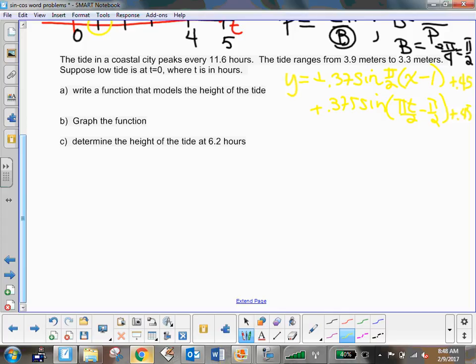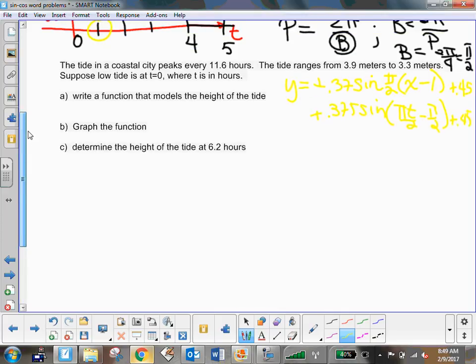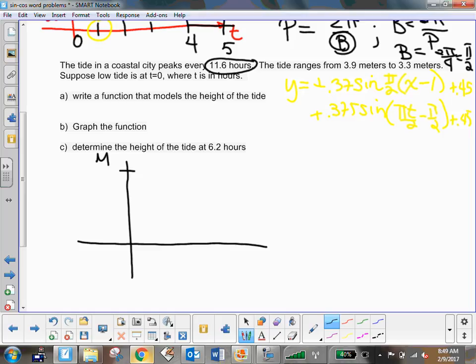The tide in a coastal city peaks every 11.6 hours. That means the highest point is at 11.6 hours. That's our height. The tide ranges, okay. So this is our height in meters. It ranges from a high of 3.9 to 3.3 meters.